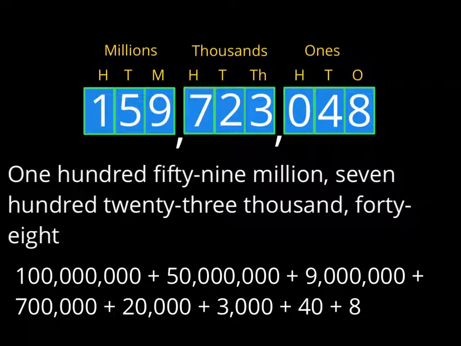In an expanded form, the number 159,723,048 would look like 100 million plus 50 million plus 9 million plus 700,000 plus 20,000 plus 3,000 plus 40 plus 8. Oh my goodness, big number. But you know what? If you break it down into one place at a time, easy to do. Good luck.